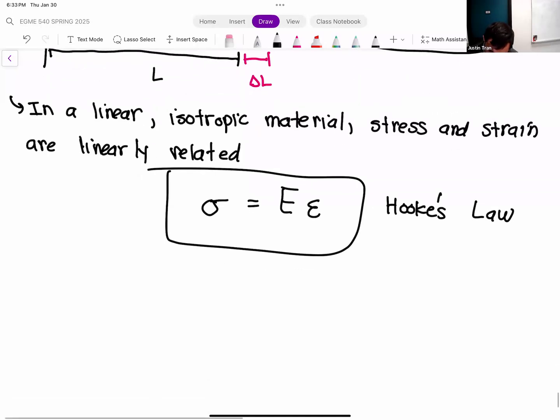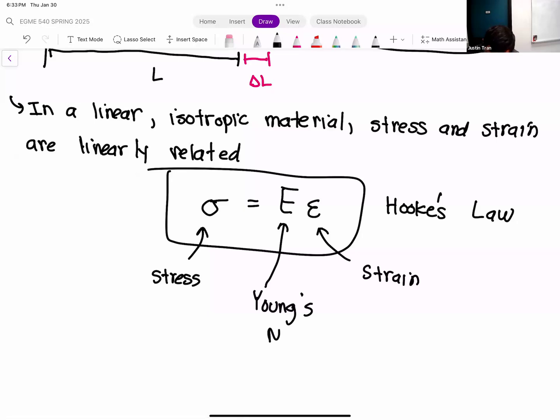Okay. For sigma here, this is the stress. Epsilon here, that's the strain. And E here is the Young's modulus. You remember from activity 1, there was a part where we confirmed the Young's modulus for the material. Okay. This is where it factors in.